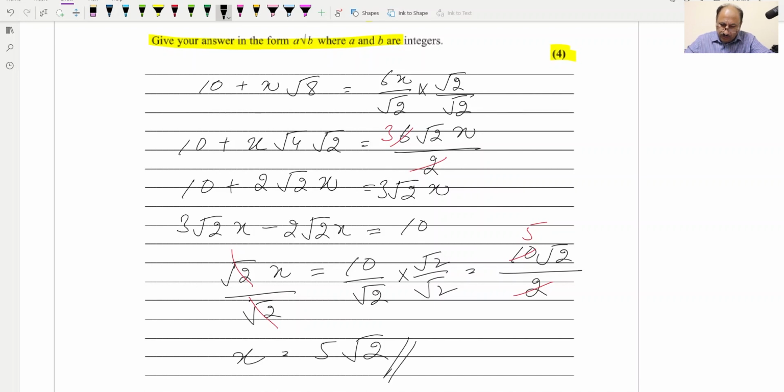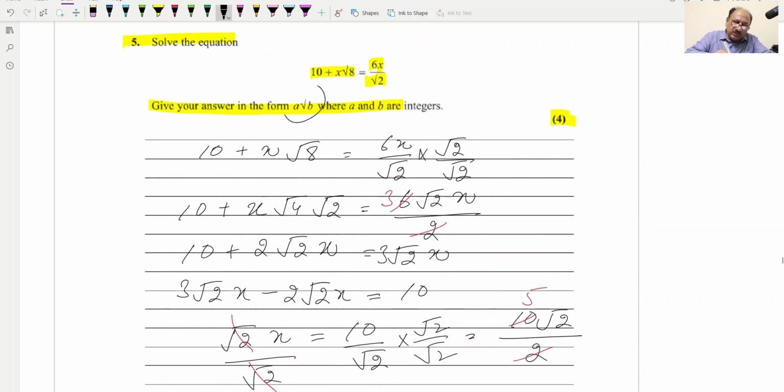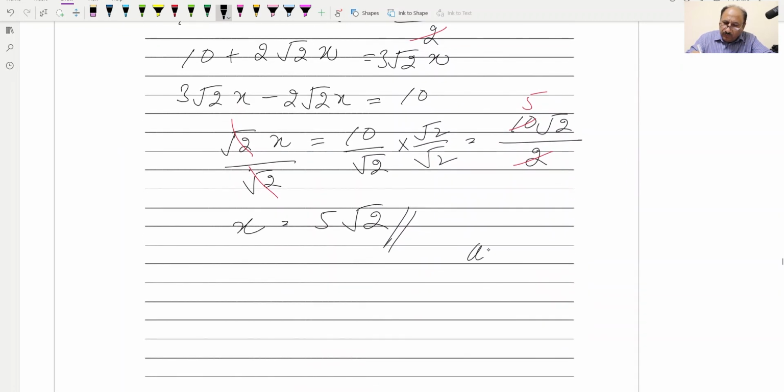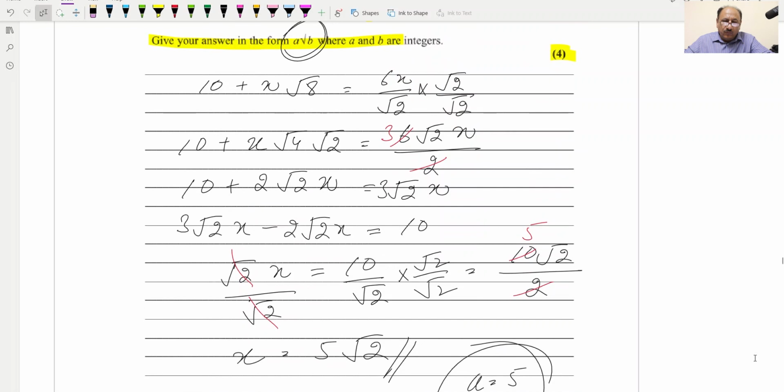This will be our final answer, which they are asking in a root b format. So a is equal to 5 and b is equal to 2. This is our answer, which is for 4 marks, which we are done. Hopefully you understood each and everything.